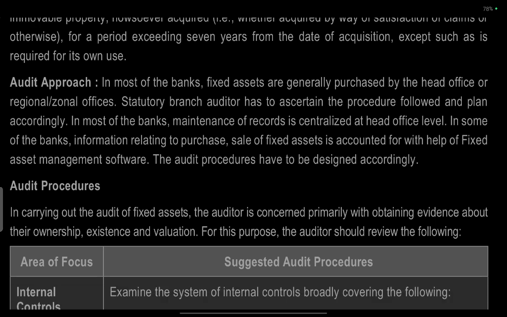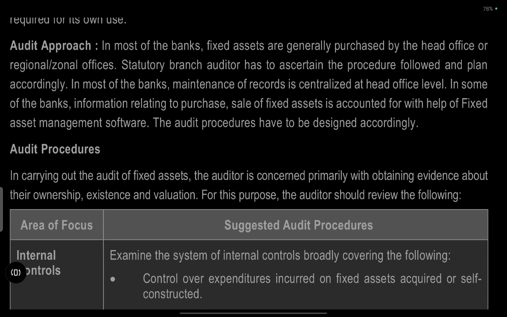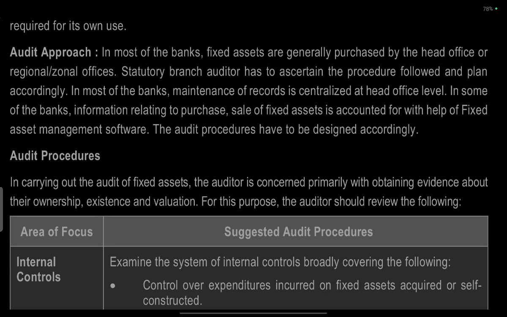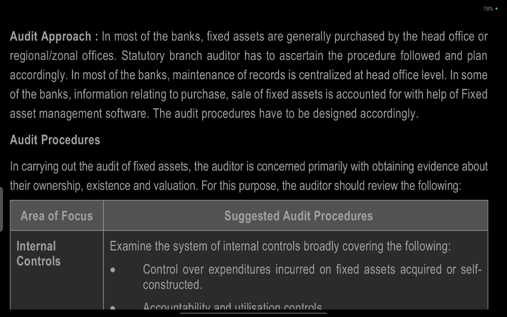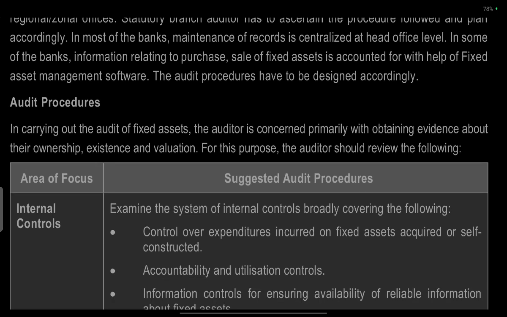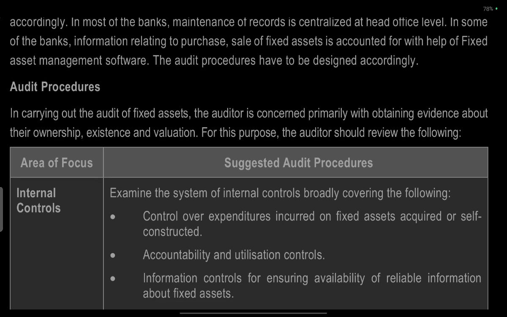Audit approach. Most of the banks' fixed assets are generally purchased by the head office or acquired centrally. The auditor is to ascertain the procedure followed and plan accordingly. Most of the banks maintain accounts at a centralized head office level. In some branches, information related to purchase, sale, and fixed assets is accounted for with the help of fixed asset management software. The audit procedures are designed accordingly.